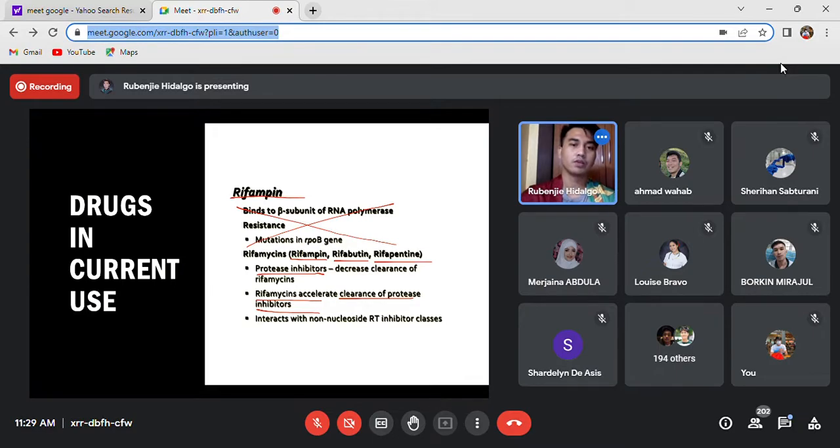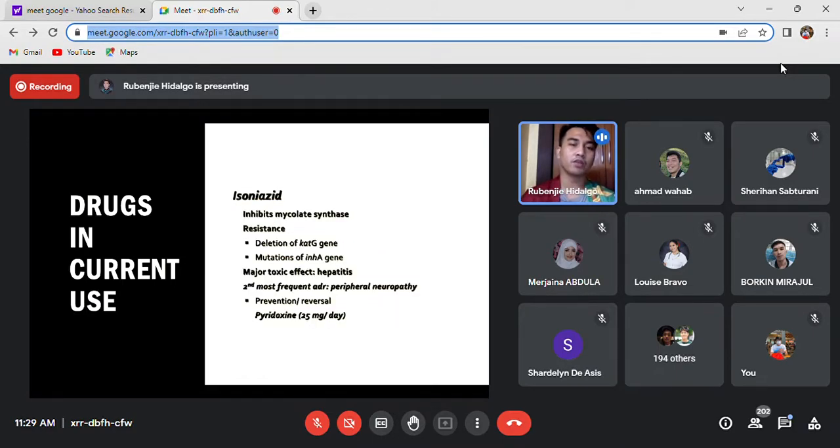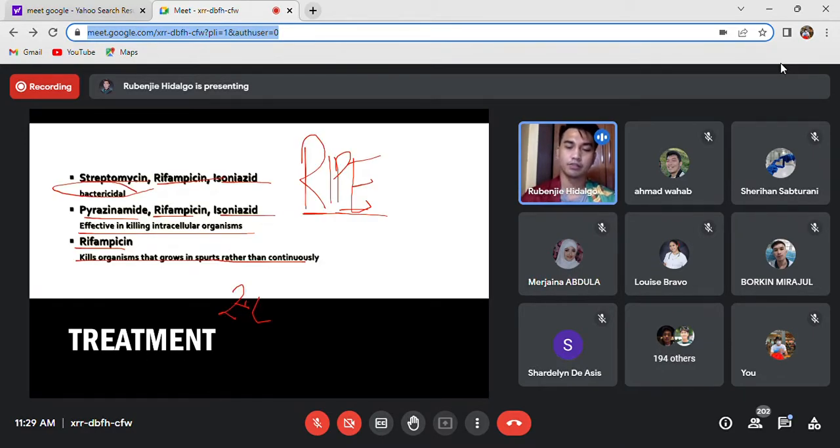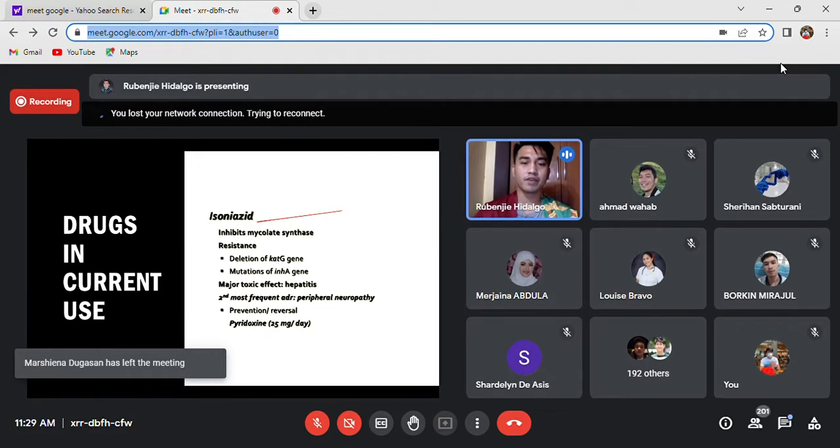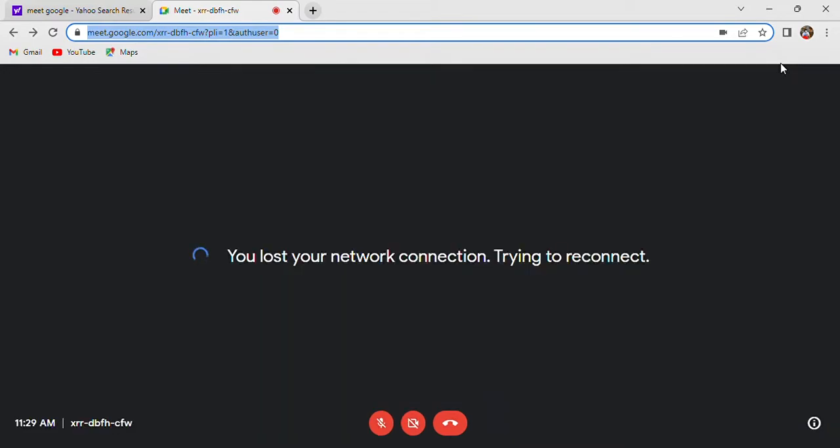Okay? So another drug in line for the treatment of your pulmonary tuberculosis is isoniazid. Again, your rifampicin and isoniazid are both bactericidal, so they kill the bacteria. So the major effect lang naman nito. So isoniazid is given with your rifampicin. Okay, please take note of the major toxic effect of your isoniazid, which is your hepatitis. Okay? And as well as your peripheral neuropathy. Yan pong dalawa ang side effects ng isoniazid.